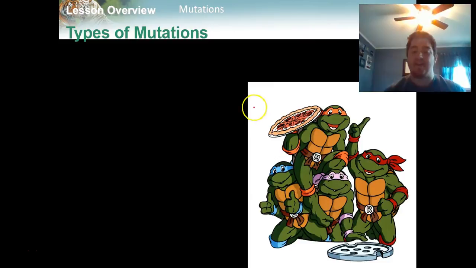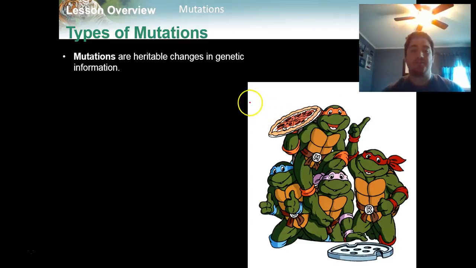All right, so when we talk about mutations, a lot of the times when people think about mutations, you think about these guys, Teenage Mutant Ninja Turtles, or evil monsters that take over the world and some superhero has to fight them. But when we talk about how mutations actually happen in nature, they're very subtle, small changes. They're not Ninja Turtles running around with pizzas and hanging out with rats in sewers. Okay, so a mutation is a heritable change in genetic information.